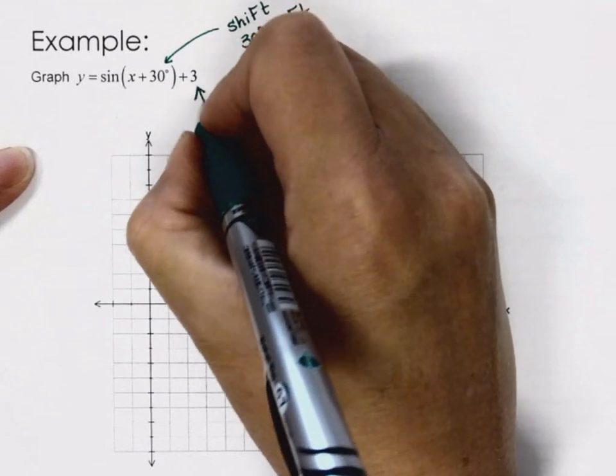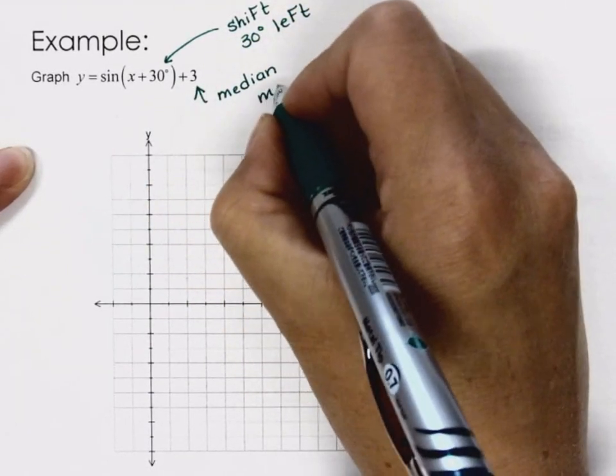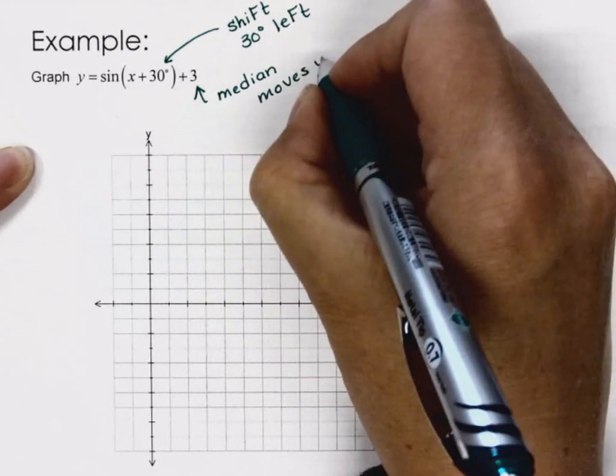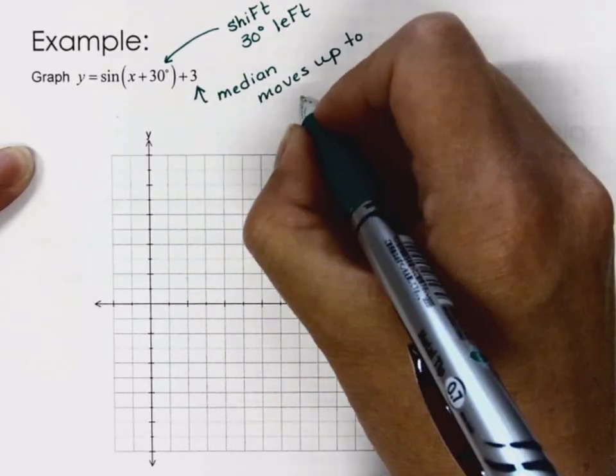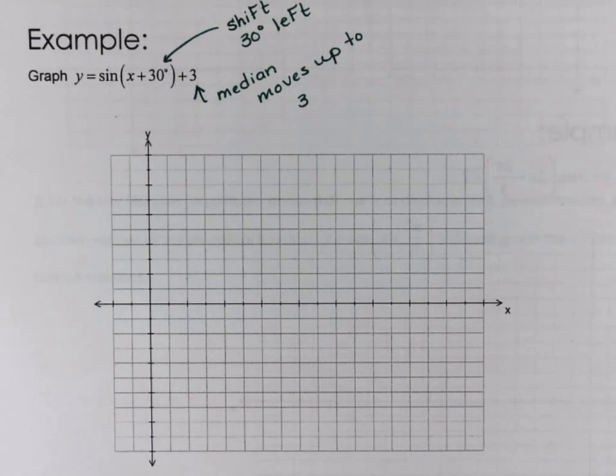And our median, so where was our median on a sine graph? Do you guys remember? We talked about that. It starts at 0, right? So this median is going to shift up to 3. That means all the graph is going to shift 3 units up. But I like to say our median.